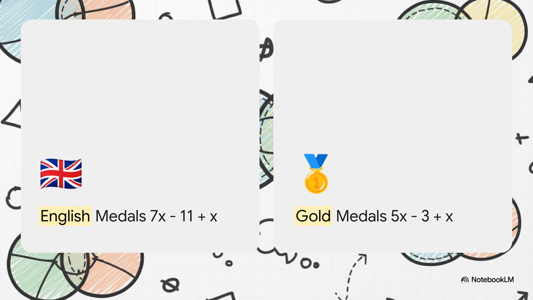And this brings us to what these sets actually look like mathematically. So set A is our total English metals. That entire left circle is made up of the English-only section, which is 7x minus 11, plus that intersection right in the middle, which is x. Set B, that's our gold metals. That whole right circle is the gold-only section, 5x minus 3, plus that exact same intersection, x. Visually pulling these overlapping sides apart in your head is absolutely crucial. You have to understand the difference between the whole circles and that shared space in the middle.